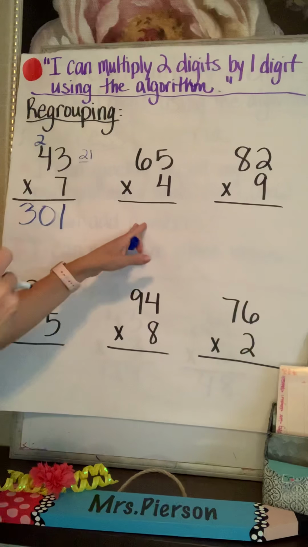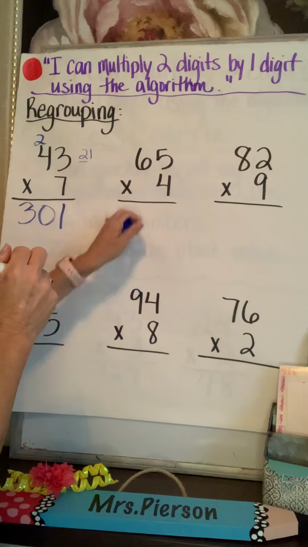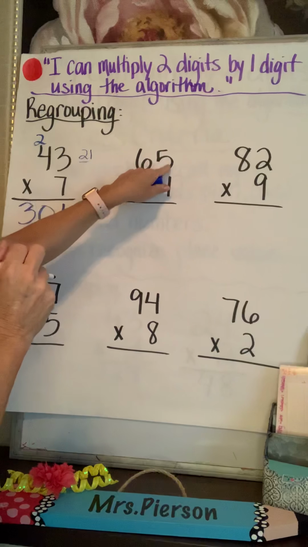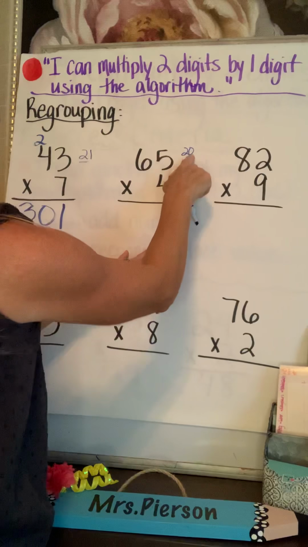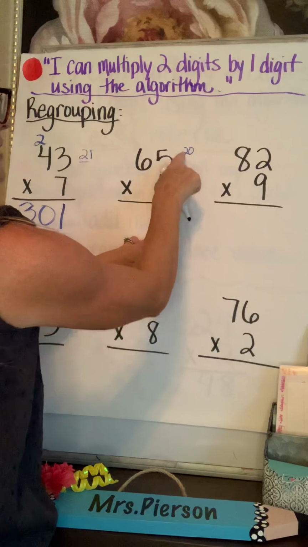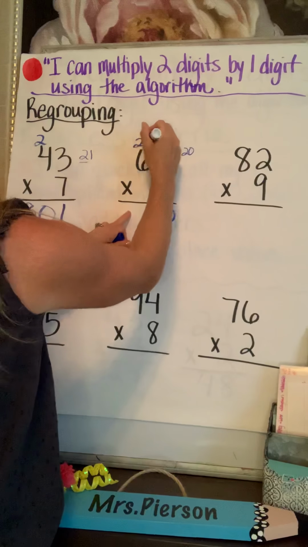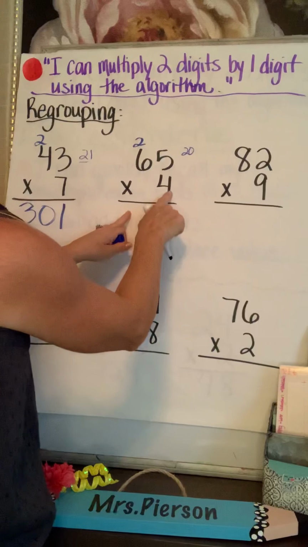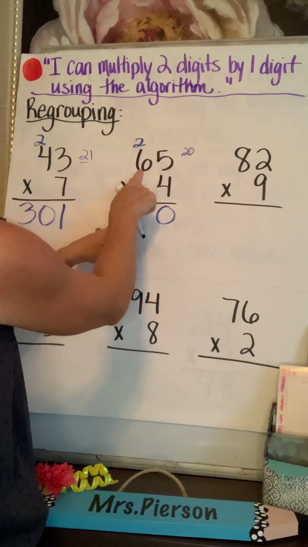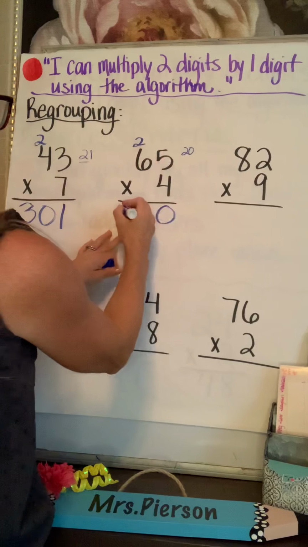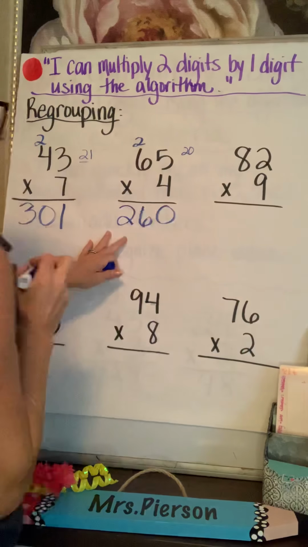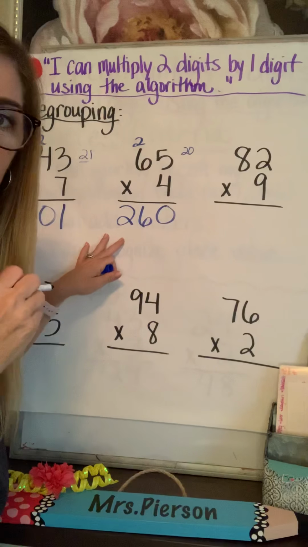Let's give it another try with 65 times 4. I'm going to start with 4 times 5, which is 20. Okay, I'm going to write it here so you can see it. I'm going to put that ones down. I'm going to carry that tens over to the tens place. 4 times 6 is 24, plus the extra would be 26. Okay, how are we doing?